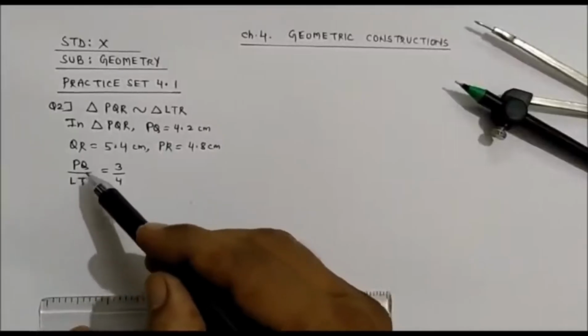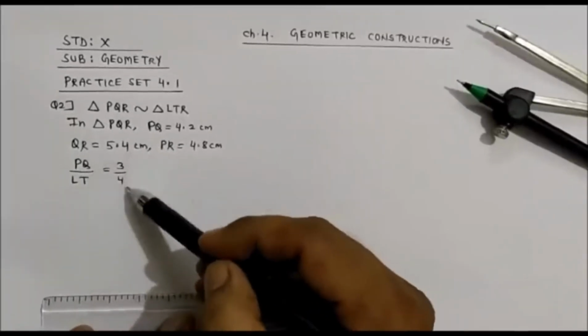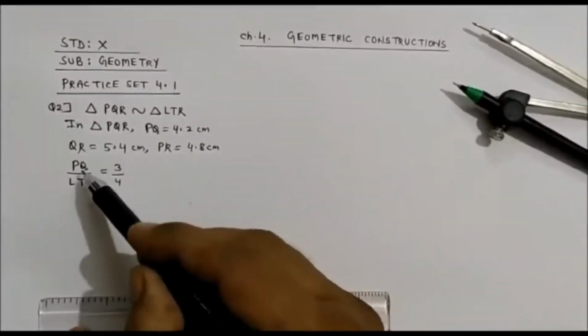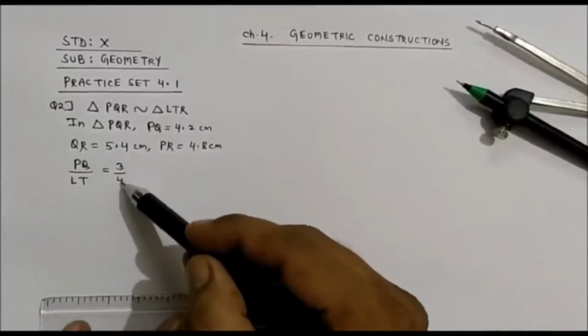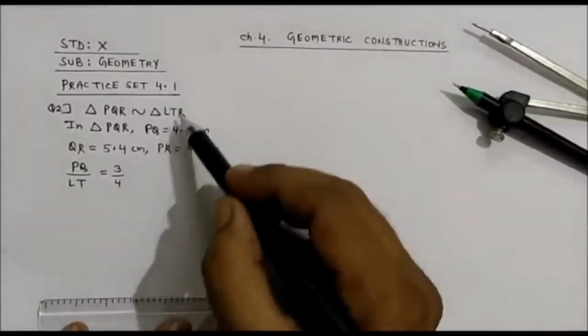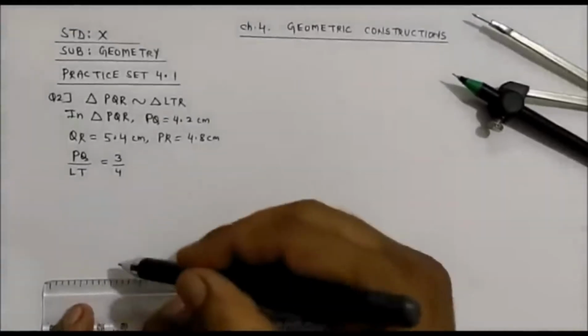Further, the ratio is given, PQ upon LT is 3 upon 4. So from this ratio we can see these two triangles are similar and the ratio is 3 upon 4. So PQ corresponds to 3 and LT corresponds to 4. So definitely this triangle LTR is a bigger triangle. Okay. So first we'll draw the rough figure. Let us see the rough figure for this.